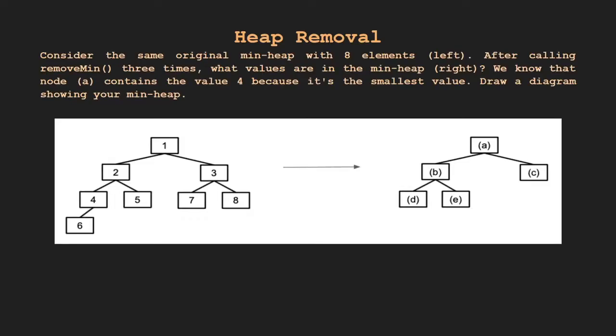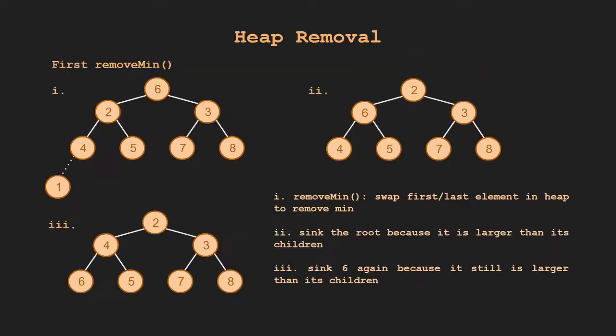Next is heap removal. Consider the same original min heap with 8 elements. After calling remove min 3 times, what values are in the min heap? Our first remove min is going to have us take the smallest value of 1, and we're going to switch it with 6 so that we're able to prune it. Now 6 is at the top.